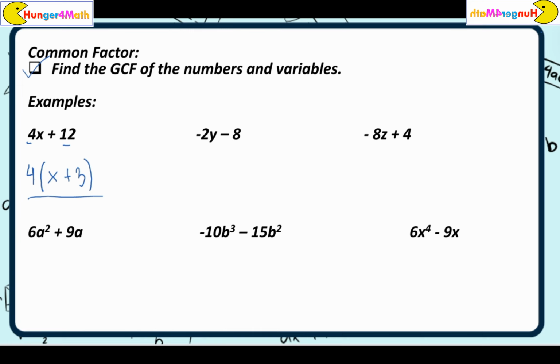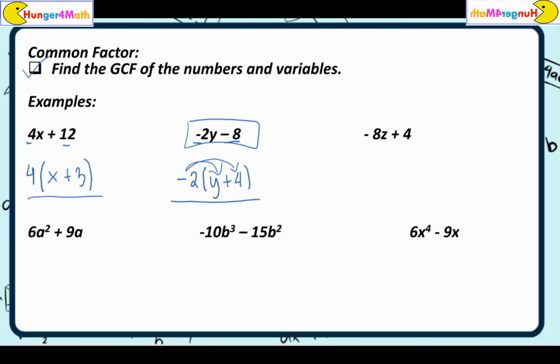Next, we have negative 2y minus 8. So the greatest common factor of negative 2 and negative 8 is negative 2. And for y, we cannot factor it out, so the GCF is only negative 2. Now let's divide: negative 2y divided by negative 2 is y, and negative 8 divided by negative 2 is positive 4. So here is our answer. To double check your answer, you can distribute it again, and you will get the original expression.